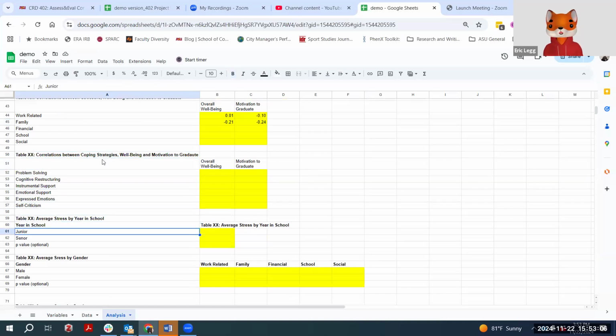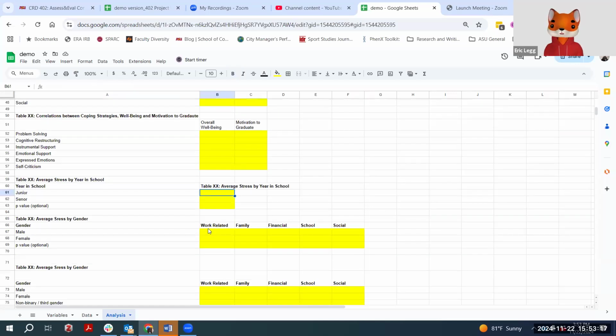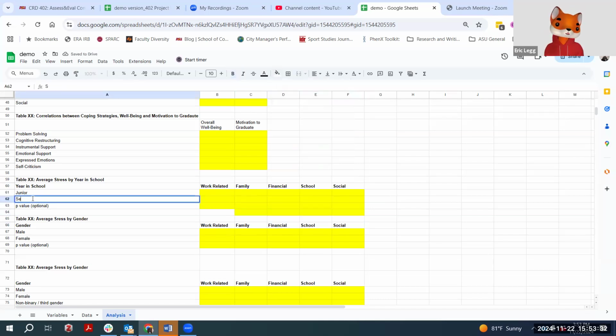Okay, let's look at a crosstab. Average stress by year in school. So year in school is nominal. Stress is interval. Unfortunately, I see 2 mistakes here. First of all, we should have all of our stresses here. So copy that. I think all of these yellow. And then also it looks like senior is misspelled. So let's fix that.